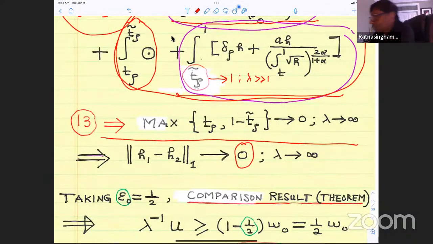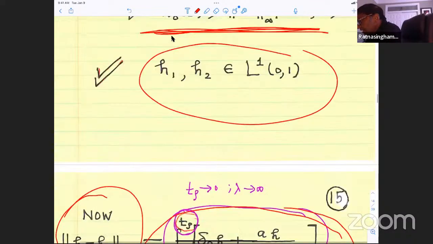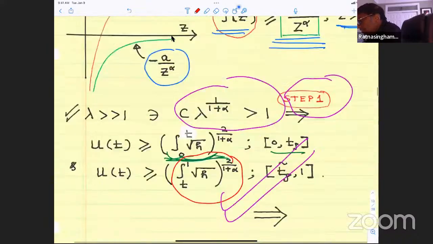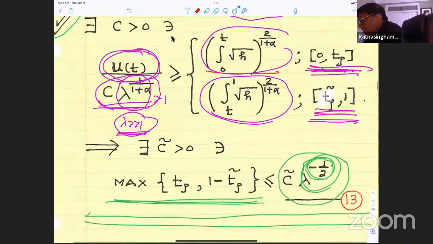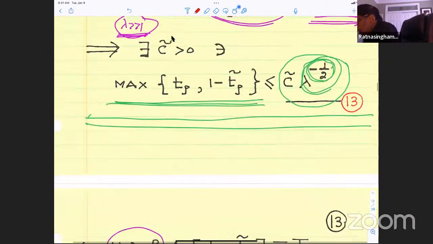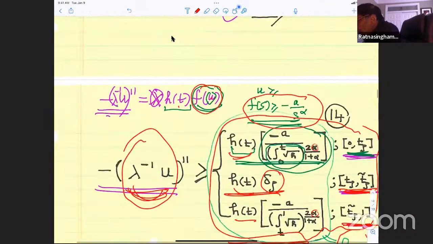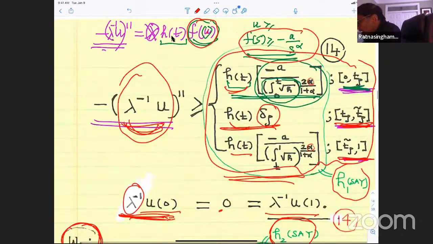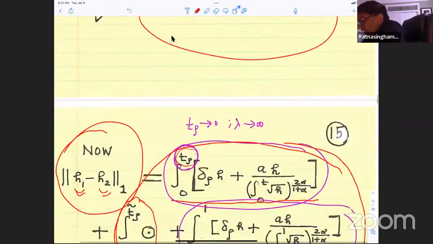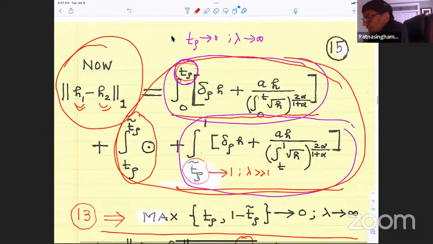So that's the story. The lemma that we proved earlier, the boundary analysis that we did earlier, shows that even though H1 is complicated and H2 is very simple, we can control the difference between H1 and H2 in the L1 norm as small as we want by taking lambda large, because we have this information on the boundary layer data.